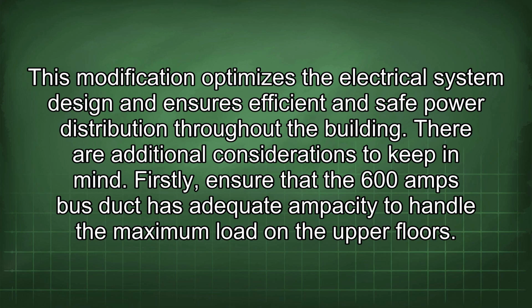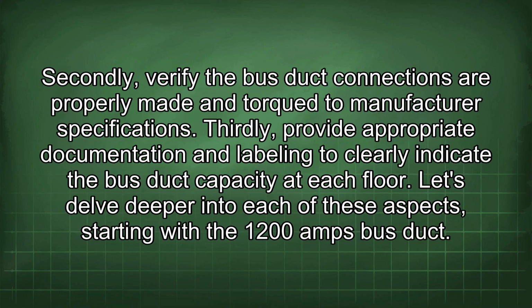There are additional considerations to keep in mind. Firstly, ensure that the 600 amps bus duct has adequate ampacity to handle the maximum load on the upper floors. Secondly, verify the bus duct connections are properly made and torqued to manufacturer specifications. Thirdly, provide appropriate documentation and labeling to clearly indicate the bus duct capacity at each floor. Let's delve deeper into each of these aspects, starting with the 1200 amps bus duct.